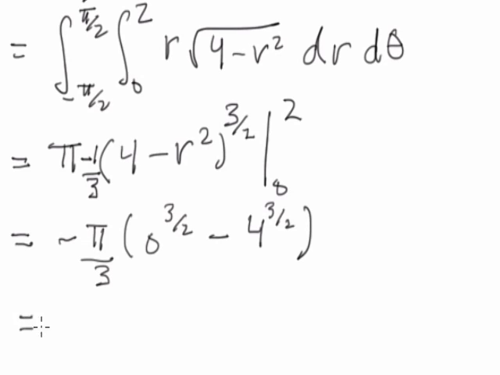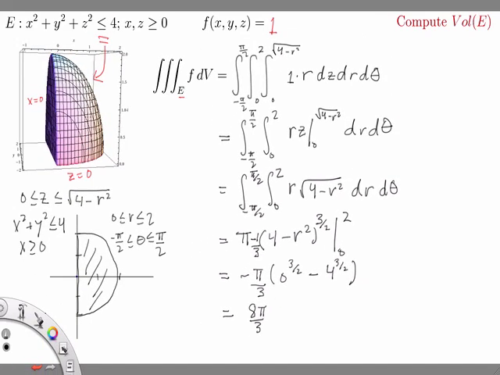Okay, so we lose this term, and these minus signs cancel out, and 4 to the 3 halves power is 2 cubed, which is 8. So in the end, this simplifies to 8 pi over 3. So the volume of this three-dimensional region E we've computed using a triple integral to be 8 pi over 3.